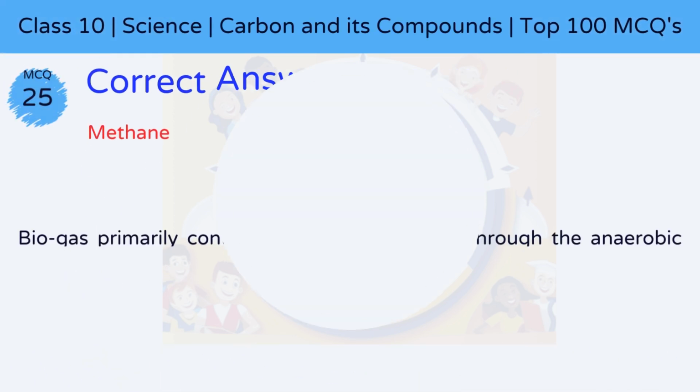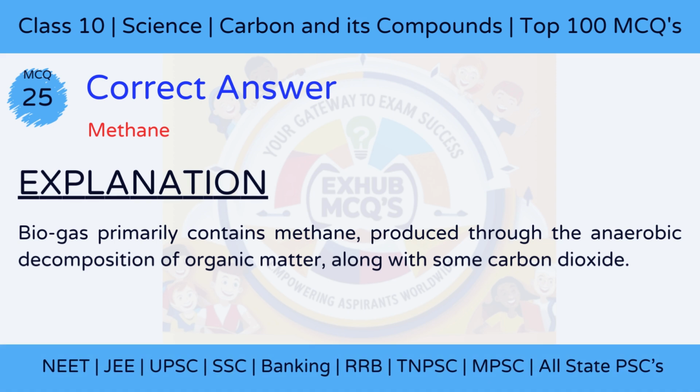The correct answer is option C, methane. Explanation: Biogas consists primarily of methane produced during the anaerobic decomposition of organic matter. It is used as an energy source for cooking and electricity generation.